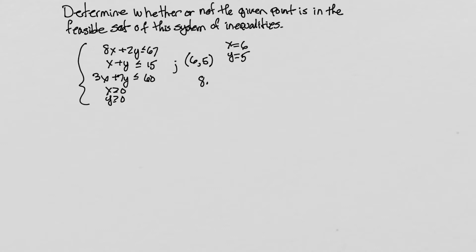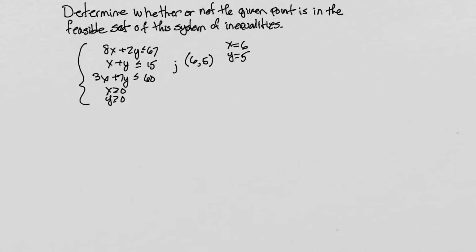So we'll get 8 times 6 plus 2 times 5, and what we want to know is if that is less than or equal to 67. This gives us 48 plus 10 less than or equal to 67, so we'll get 58 less than or equal to 67, which is a true statement. So let's substitute these values in for x and y in each one of these inequalities, to see if we get a true statement or a false statement.